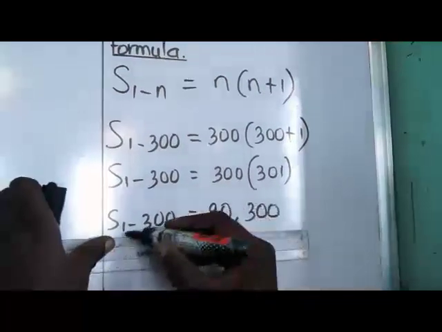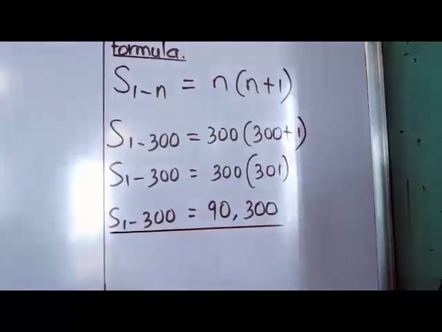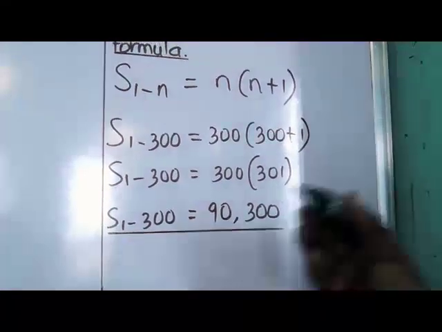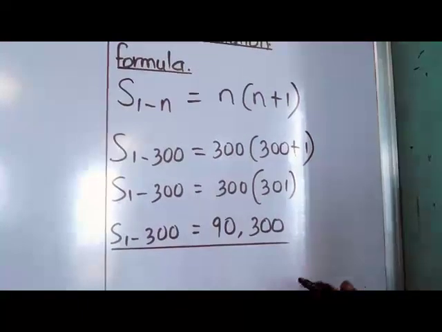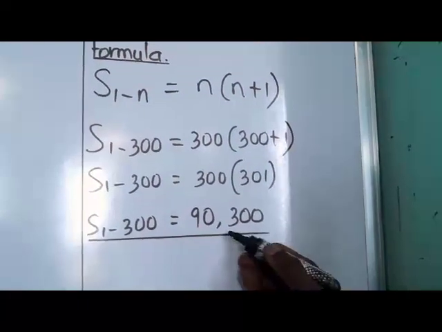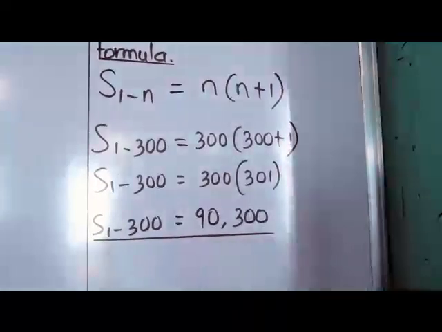Like I said, if you find the sum of even integers from the first even integer to the 300th, counting one after the other, one by one, this is what the sum is going to be. I hope this is very easy.